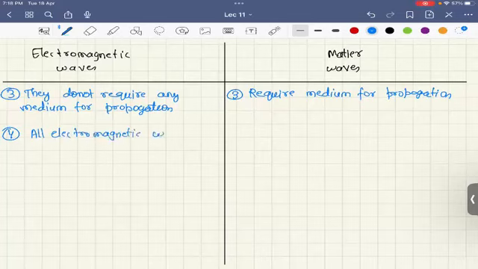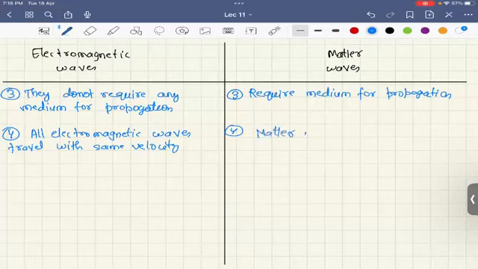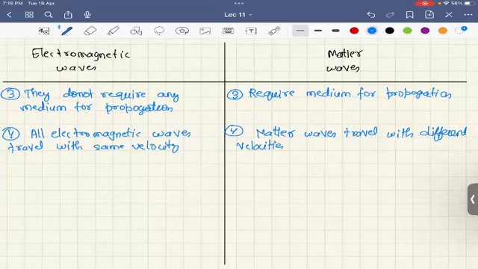The fourth point is that all electromagnetic waves travel with the same velocity, whereas matter waves travel with different velocities. The velocity of all electromagnetic waves is the same, and that velocity is nothing but the speed of light, meter per second.